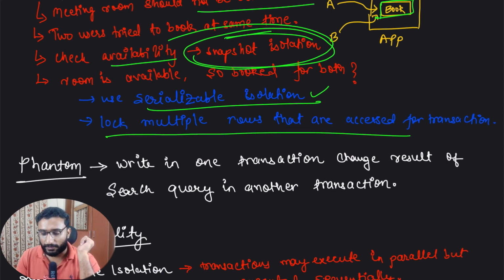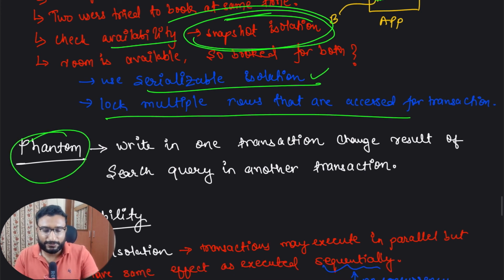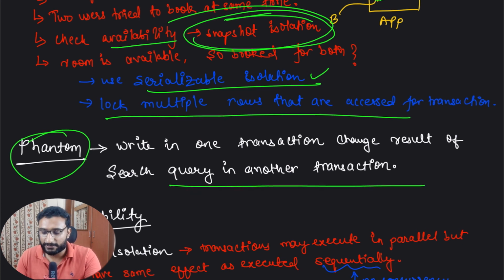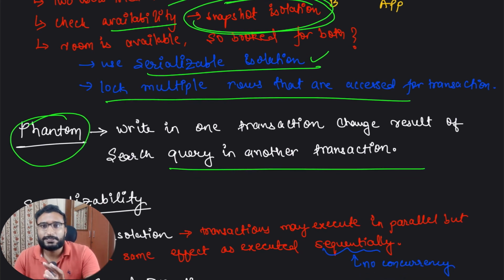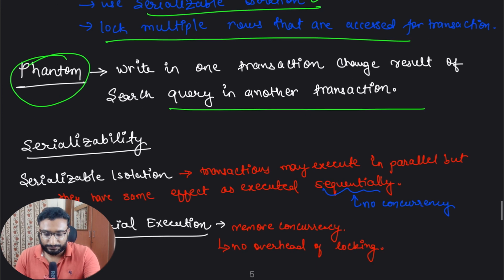Another thing is that you are locking multiple rows that are accessed for the transaction. This is one other thing we should know, what we mean by phantom: a write in one transaction changes the result of a search query in another transaction. ठीक है. तो multiple transactions के बीच में issue नहीं आना चाहिए. Moving to serializability. ठीक है.